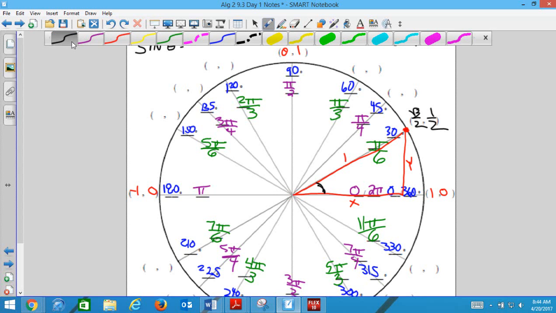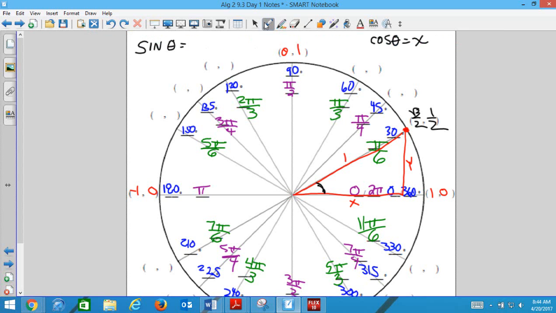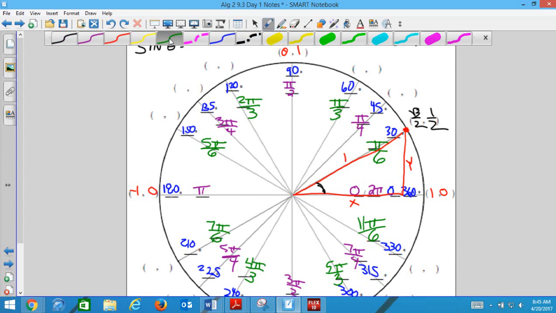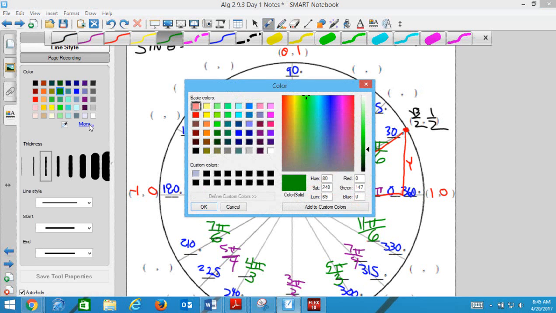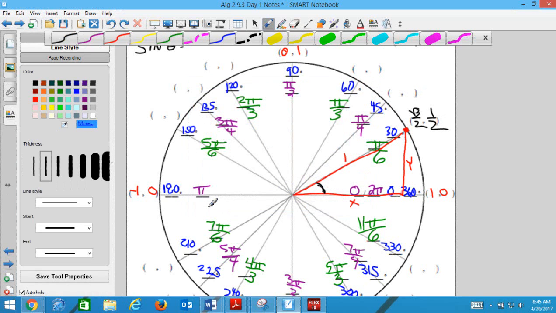All right, sine of theta. Next one. What is our next theta? I'll make this in a different color so we can see it. Our next theta, I don't have any more colors. Yellow. Hold on, I need to be creative here. And green. Okay.